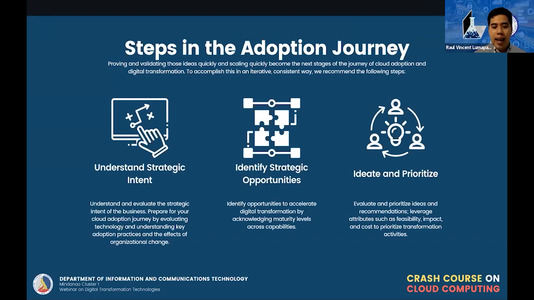Next, ideate and prioritize. Evaluate and prioritize ideas and recommendations. Leverage attributes such as visibility, impact, and cost to prioritize transformation activities. So as I've said, you should plan ahead, evaluate and identify what should be needed in terms of this transition.